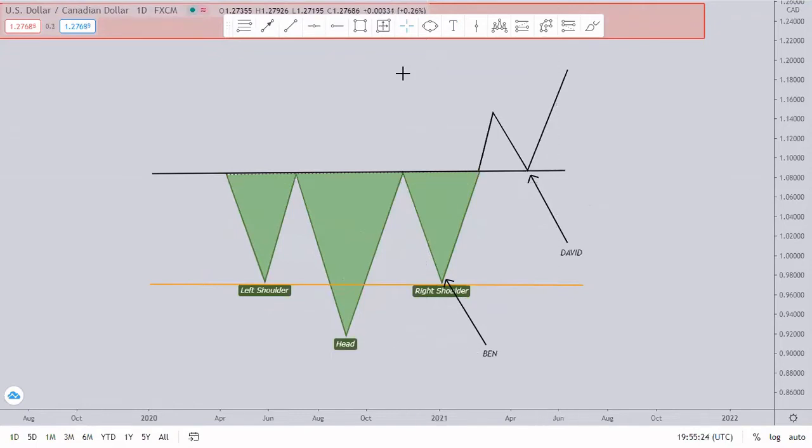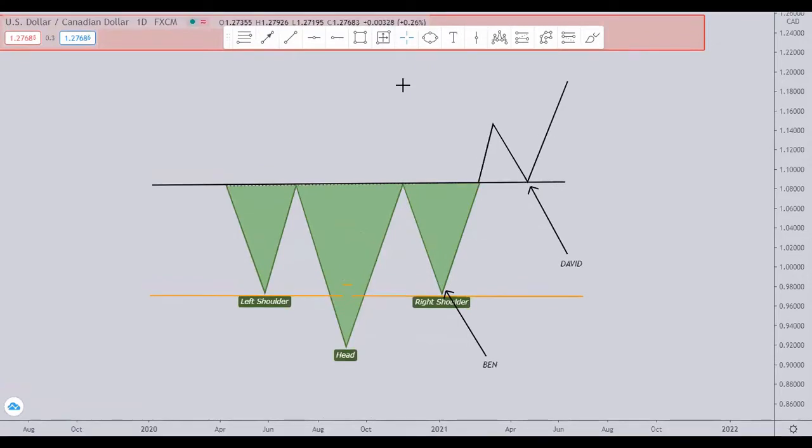The answer is very obvious. Ben, yes, I like Ben's answer. He said me. Ben obviously was right on time for the party. David is late. Why would you have to wait for it to break the neckline? You have seen this form, but you want to wait for it to break the neckline, come back to retest it before you get it.